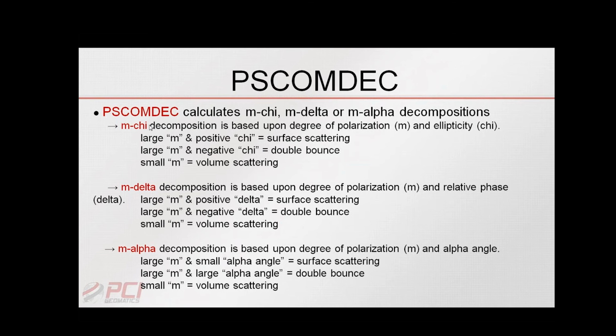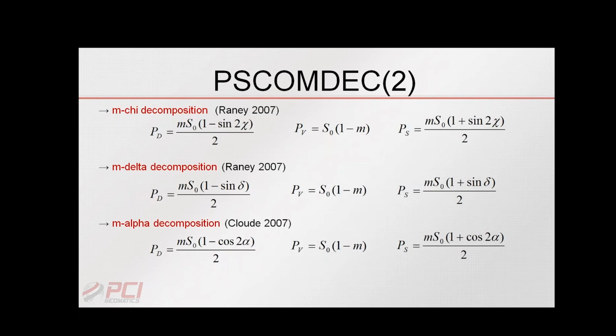We can use the degree of polarization to estimate those scattering types. We can use the relative phase, or we can use the alpha angle. So here are just some details on how we can compute those different backscattering types. I won't explain all the mathematics. You can come back to those slides after if you want.